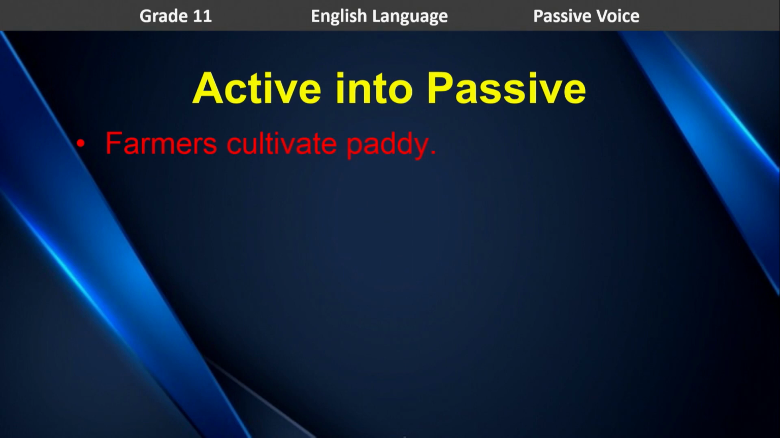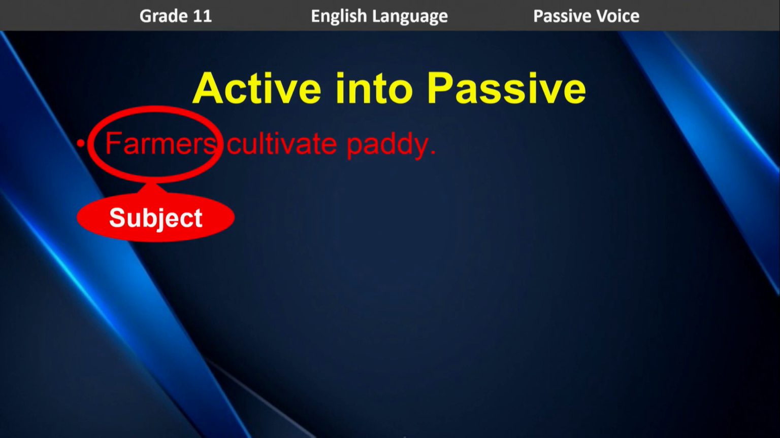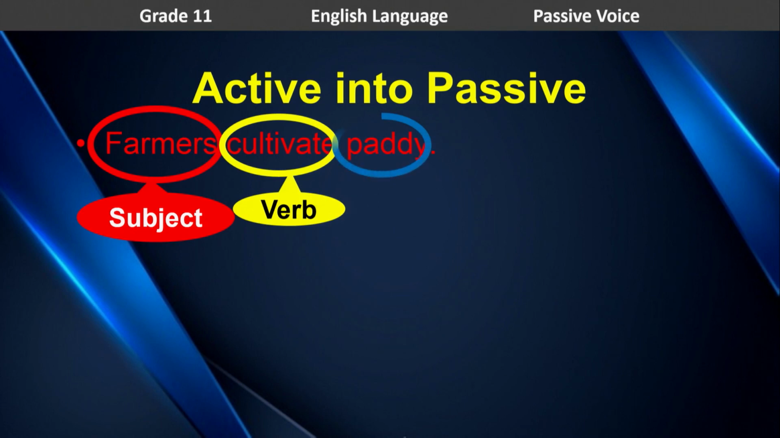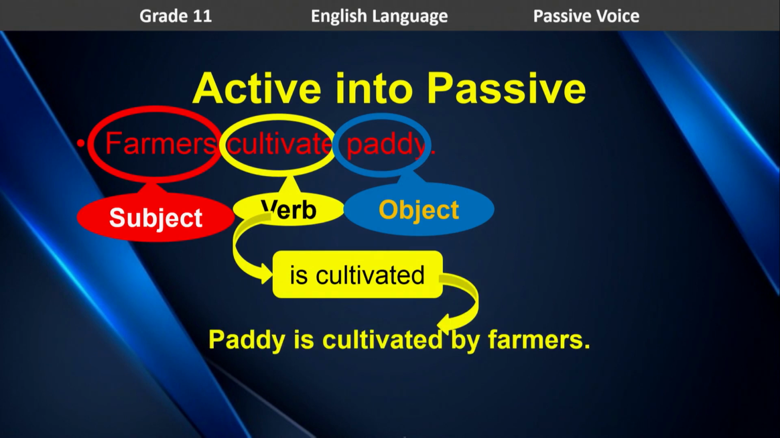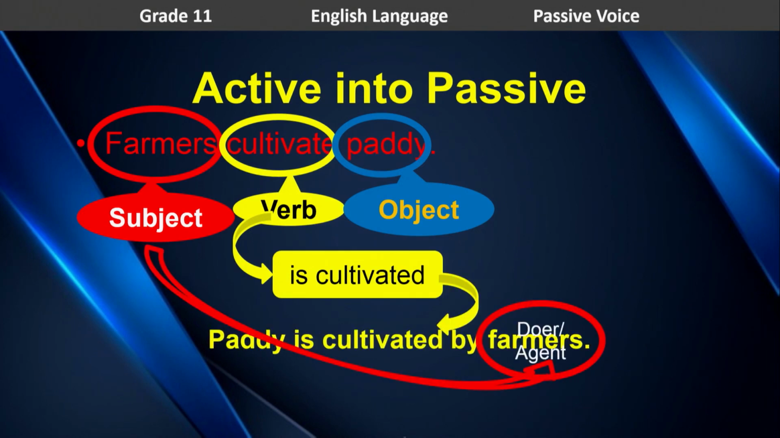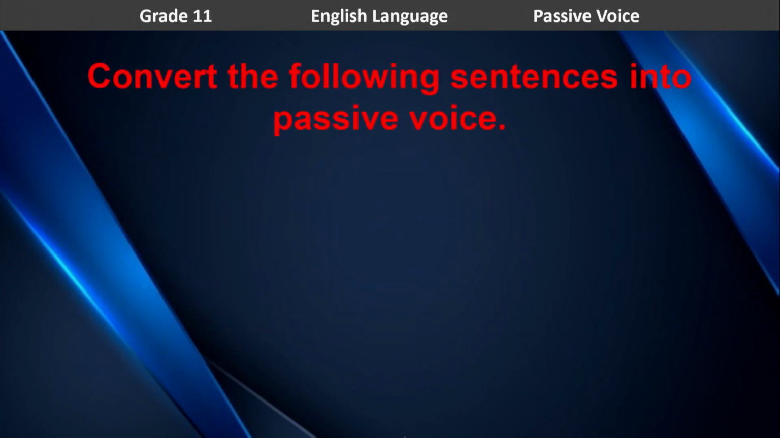Look at this one. Farmers cultivate paddy. Farmers is the subject. Cultivate is the verb. Paddy is the object. So, if you convert this sentence into passive voice, you can say that paddy is cultivated by farmers. Farmers is the doer or the agent, and paddy becomes the subject of the passive voice sentence. Right. This is how we can convert the active voice sentences into the passive voice if they are written in the simple present tense.